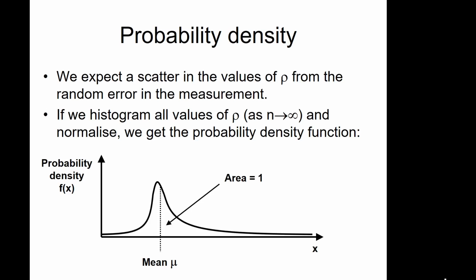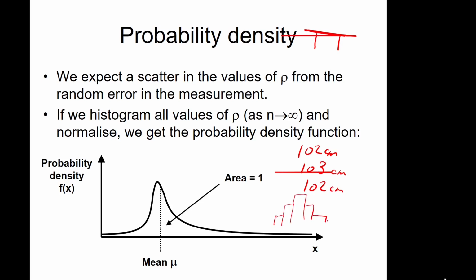So what we can do is plot this out and say, for example, we want to measure the length of this table up here. The first person takes a measurement and gets 102 centimeters. The next person takes a measurement and gets 103 centimeters. The next person takes a measurement, gets 102 centimeters, etc. If we build up a histogram of this, we will get a plot that might look something like this. So everybody's got slightly different measurements, but the majority is going to be somewhere in the middle.